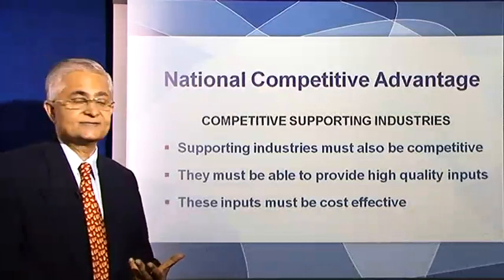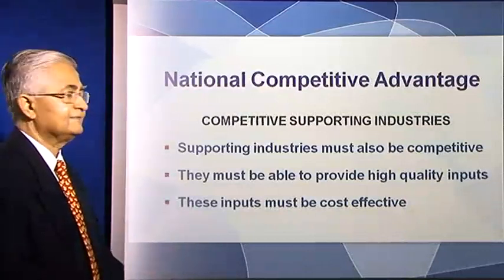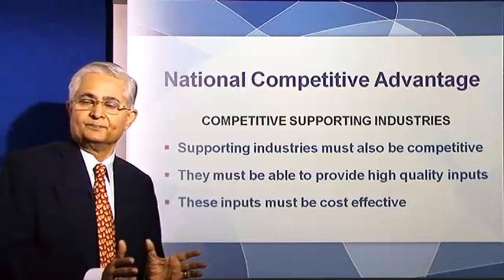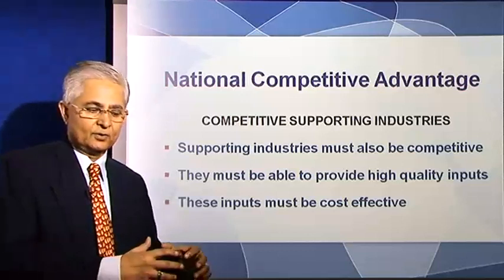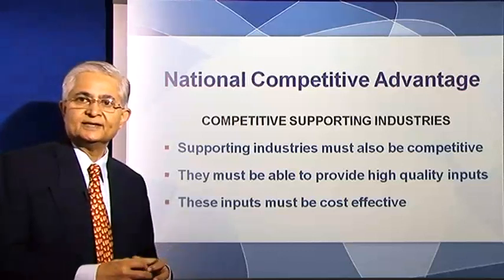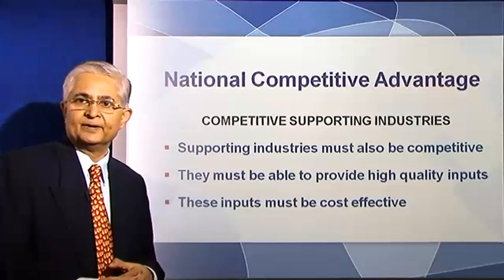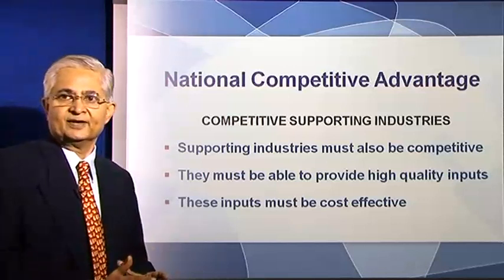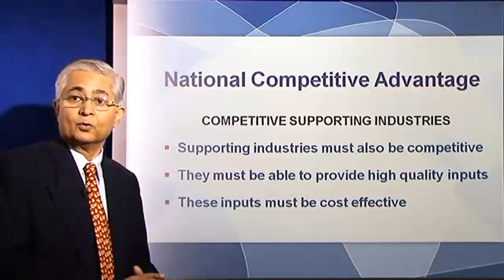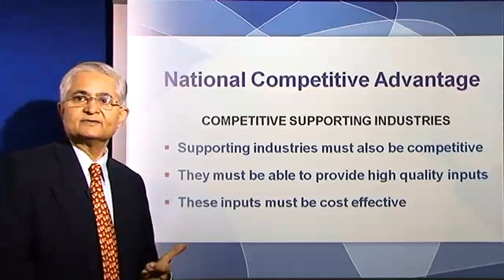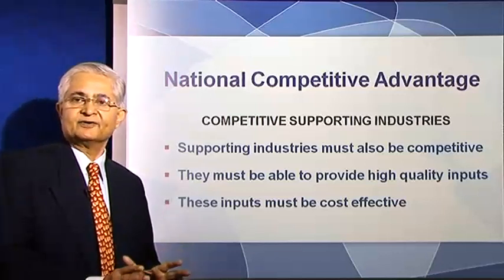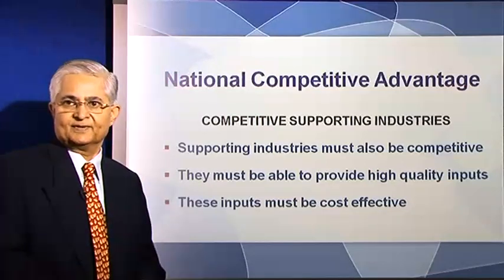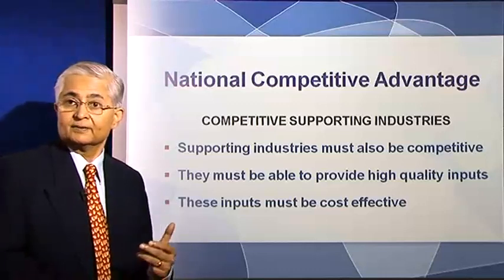And the fourth is the competitive supporting industries. No industry can survive on its own. Every industry needs raw materials, needs components, needs certain kinds of skilled labor. If these resources are available in a particular country, then that industry will grow in that country. So these are the four reasons why different countries are good for different kinds of products. This is the theory of national competitive advantage.